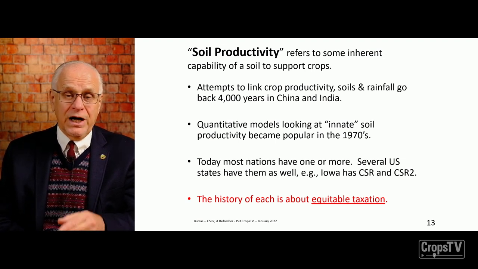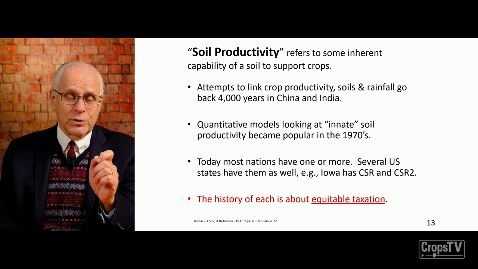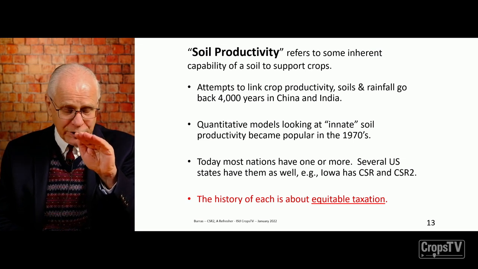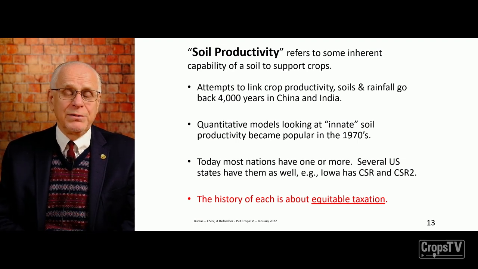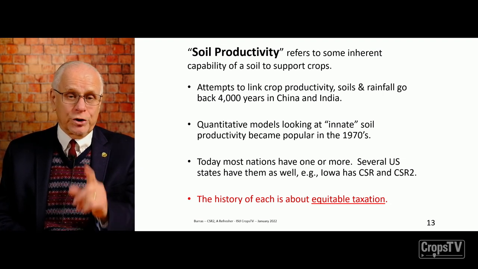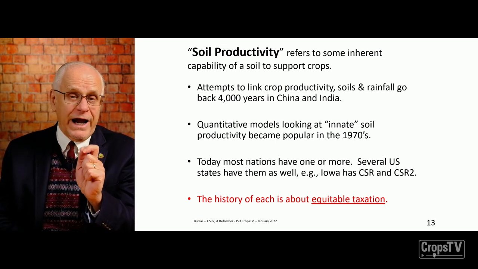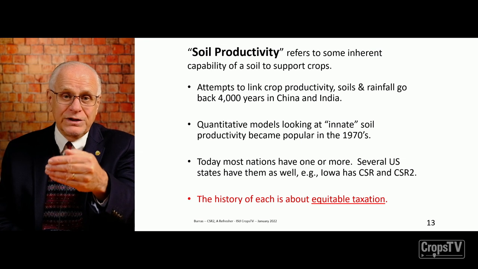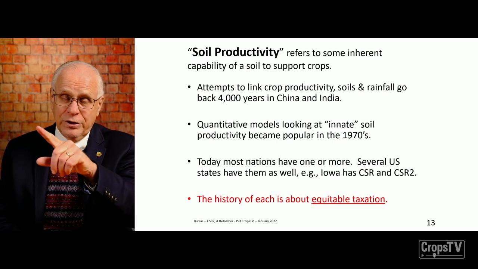And I want to point out the history behind all of these productivity indices is about equitable taxation. Many places in the world, certainly Iowa is one, tax land based on its innate productivity, not its yield. The reason we do that in Iowa is because of what I just said a minute ago. A bad manager can get no yield off the best land, where a good manager can get great yields off bad land. Well, if we tax based on your yield, then we're actually taxing based on your management. We're taxing based on your income. That's not how counties get a tax in the state of Iowa. Counties have to tax the resource because the state is going to tax your income.